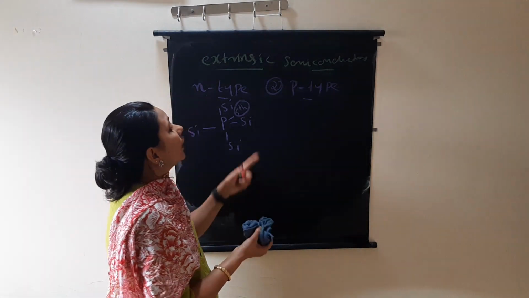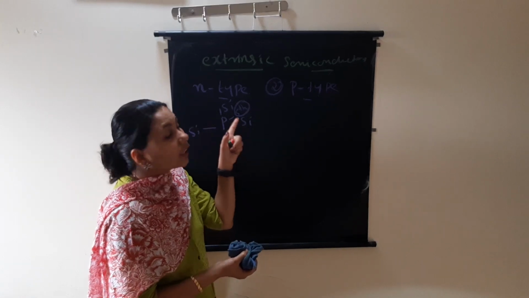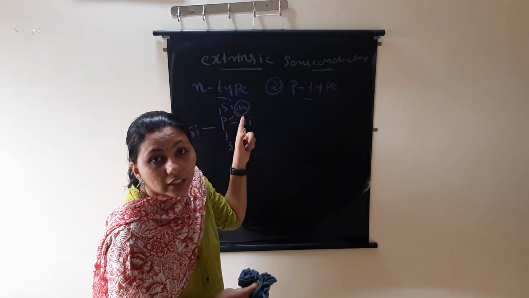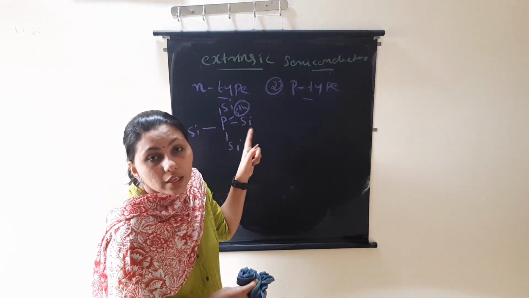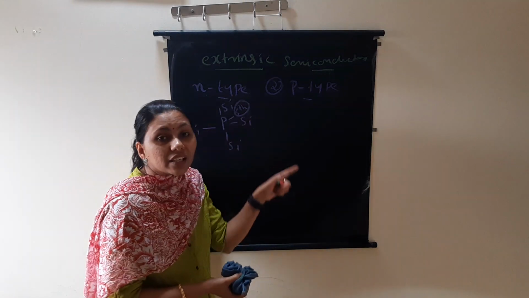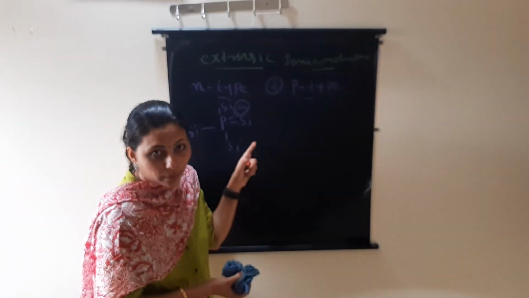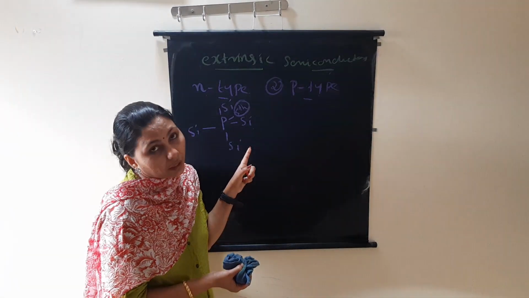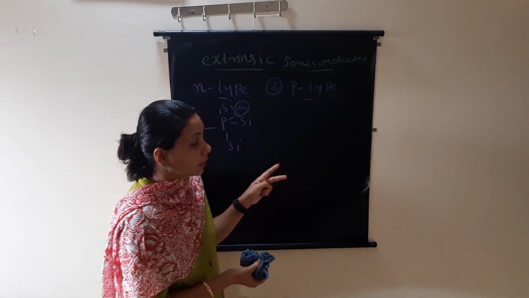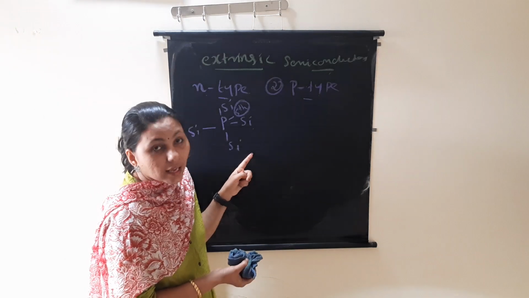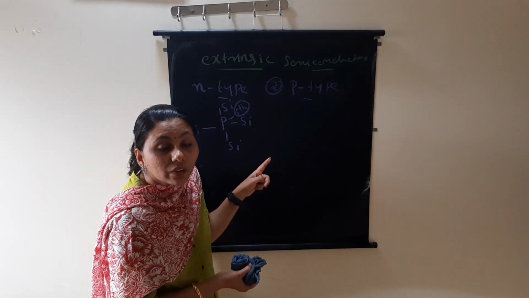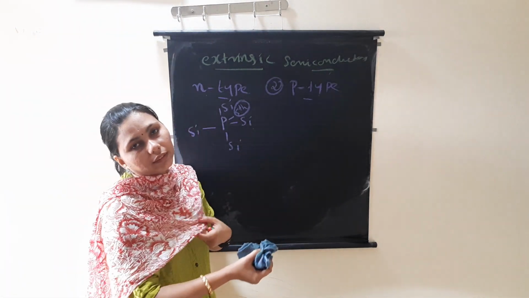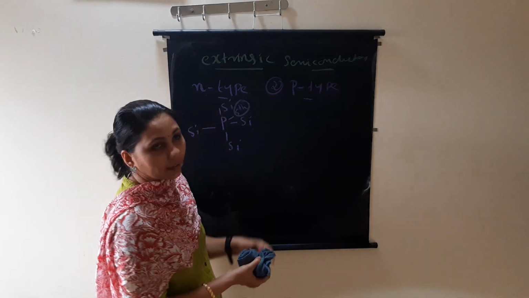So here the conductivity is due to the movement of electrons, because one electron is free. So the conductivity is due to the migration or movement of this free electron. So that is why it is known as what? N-type extrinsic semiconductor, or N-type semiconductor, because the conductivity in this case is due to the presence of negatively charged electrons. Clear? Okay, so that is N-type.